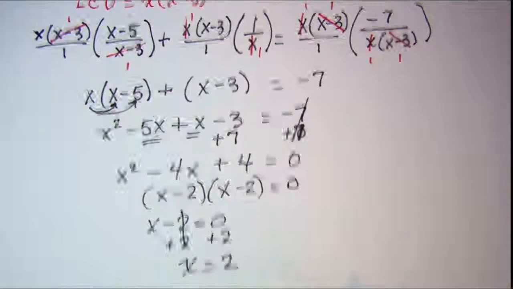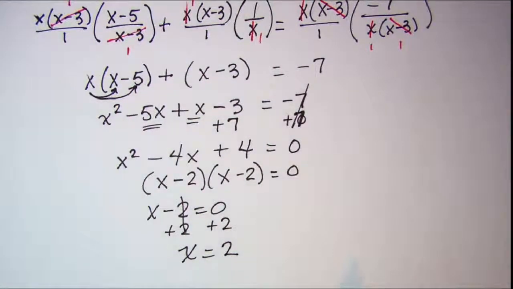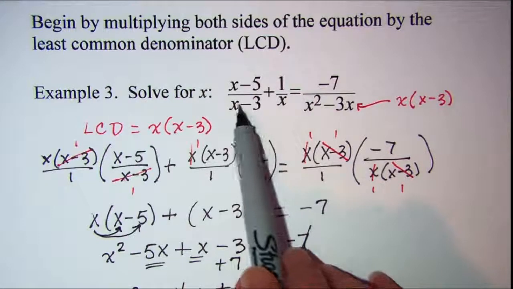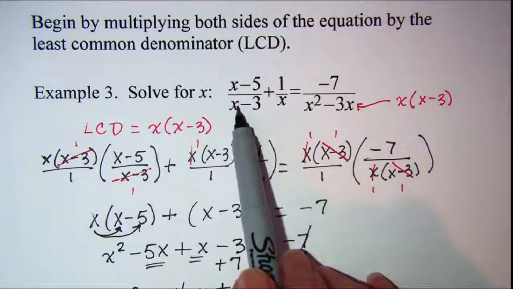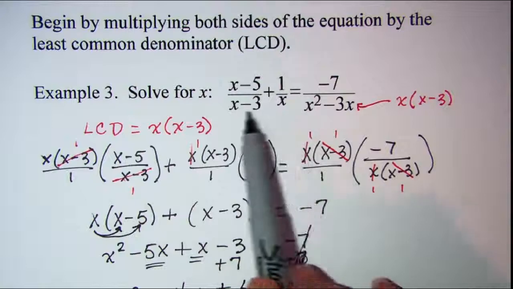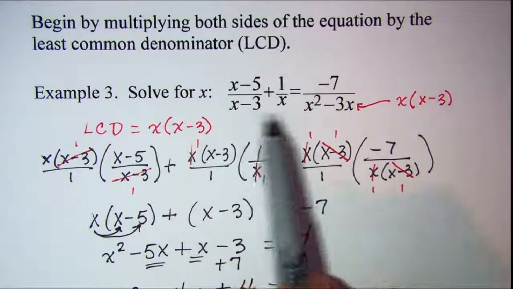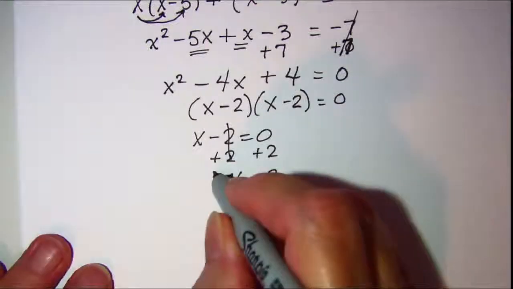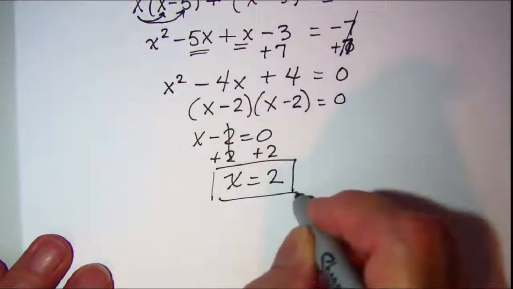Now whenever you have a rational equation, you need to always check and make sure you don't have division by 0. But if we substitute 2 into our equation, that's fine here. The only thing you can't have here is 3, because 3 minus 3 is 0, and you can't have a 0. So any other number is fine. x equals 2 is our solution.